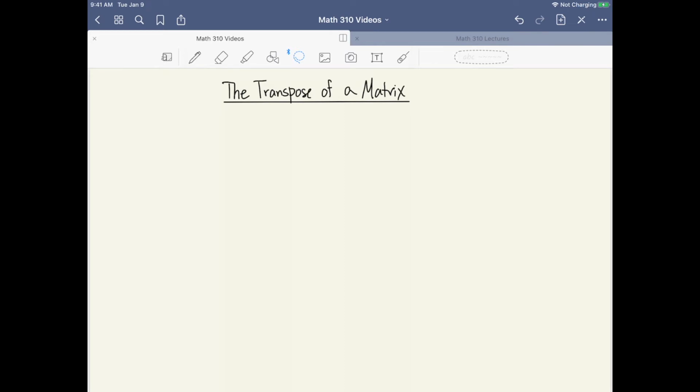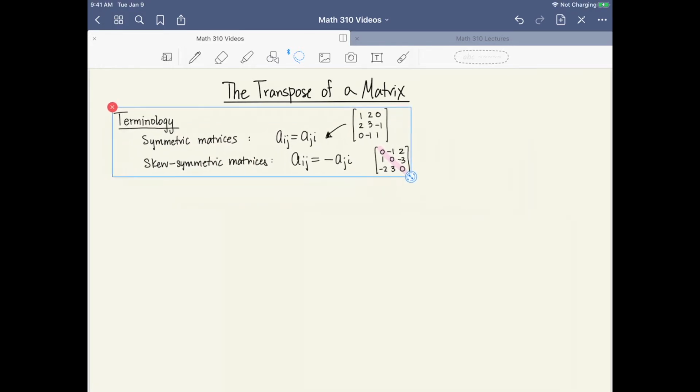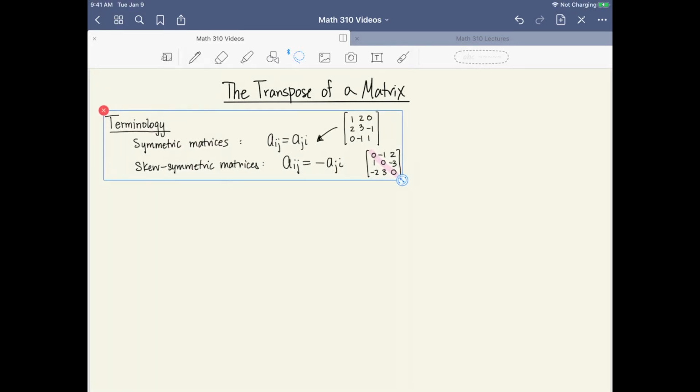The purpose of this video is just to define the transpose of a matrix. Let's recall a little bit of terminology that we're going to need. That terminology is that of a symmetric matrix or a skew-symmetric matrix. Remember that a symmetric matrix is one where the aij-th entry is equal to the aji-th entry. So for example, if I look at entry 2, 1, it's the same as entry 1, 2.